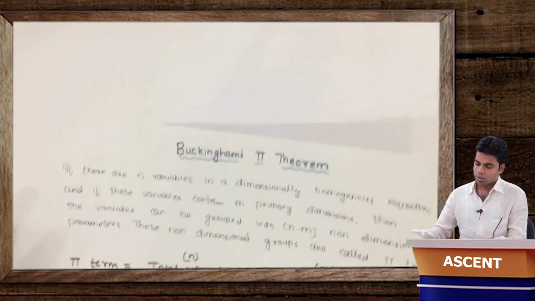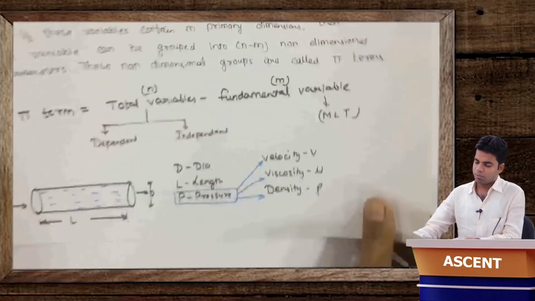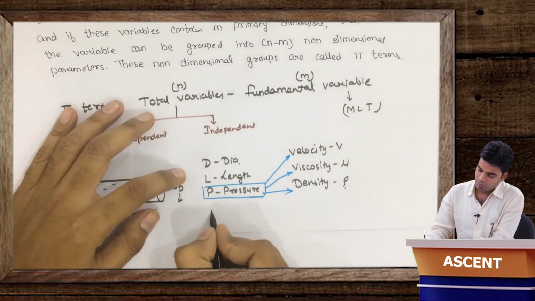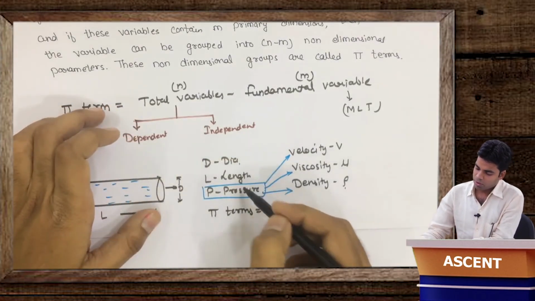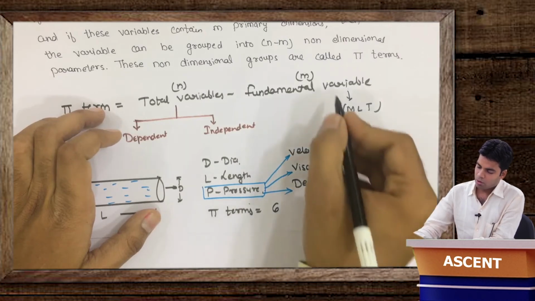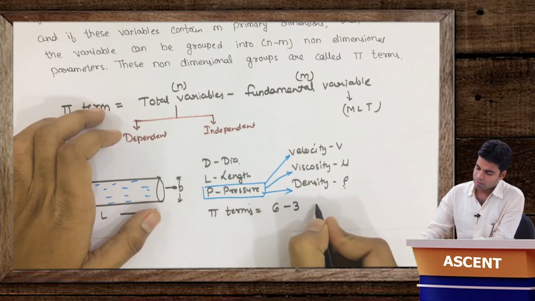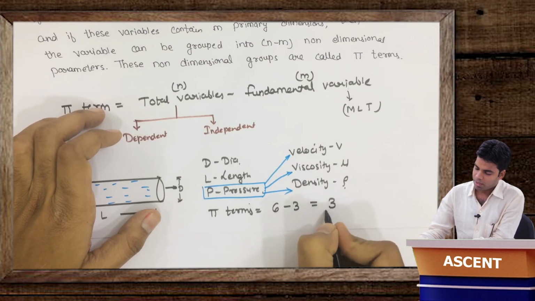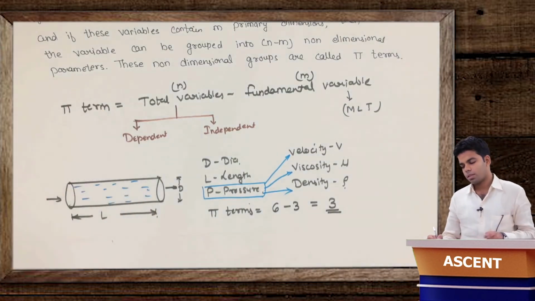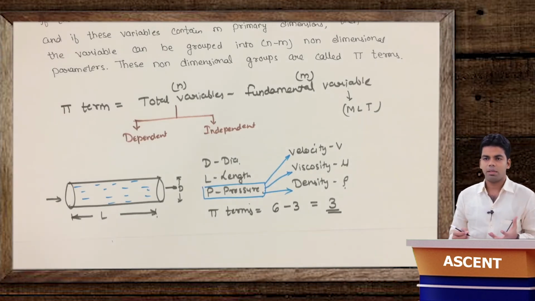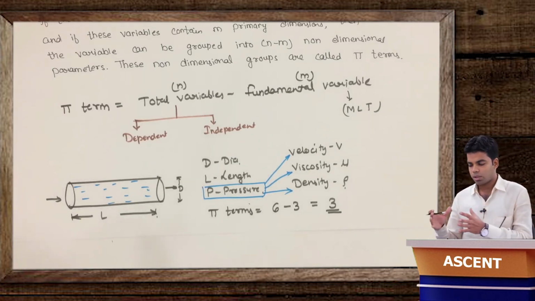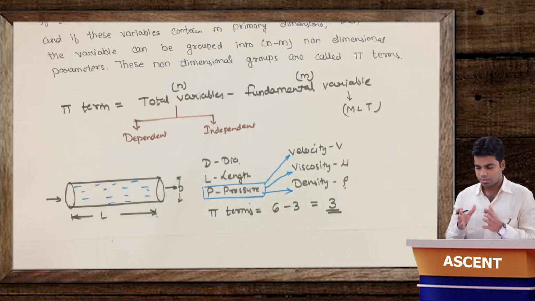So what will be the total number of pi terms here? Total variables: 1, 2, 3, 4, 5, 6 variables, and out of which we have 3 fundamental variables, so the total number of pi terms will be 3. Getting this? This is how we can determine how many non-dimensional terms can be made out of the total number of variables. Pi term means the non-dimensional term in which all the variables can be grouped.